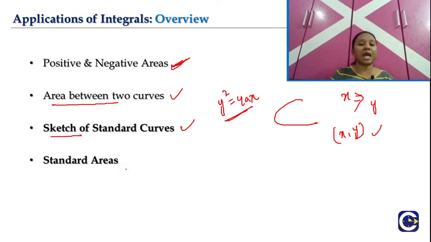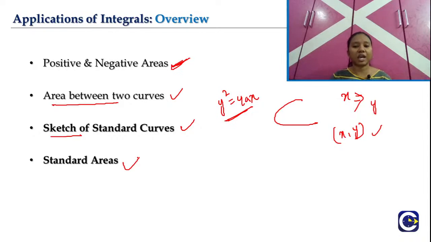The next thing is standard areas. Same thing here: for certain curves, if we take them as standard, we have a standard area. If we get any question on those curves, we can skip the whole procedure of plotting the graph, taking the intersection points and then doing the definite integration. We can directly use the one formula that corresponds to it and get the exact answer. That is the standard area.